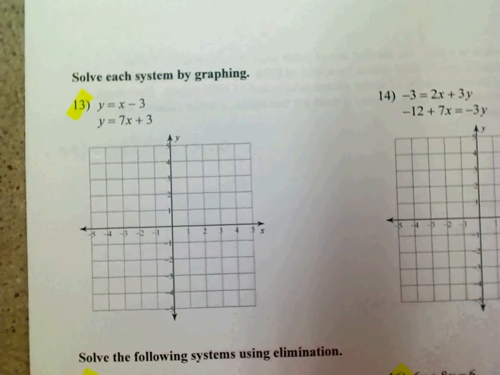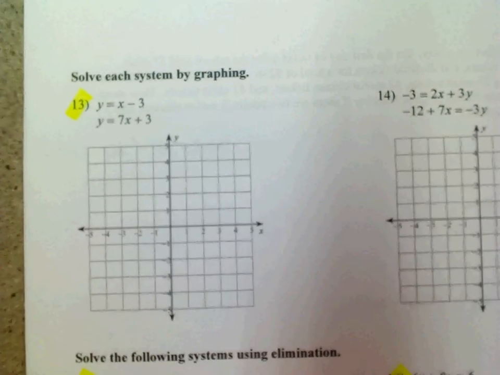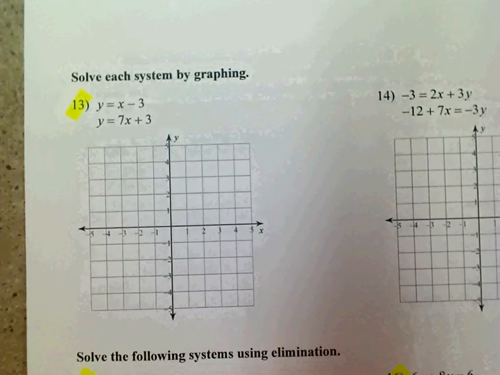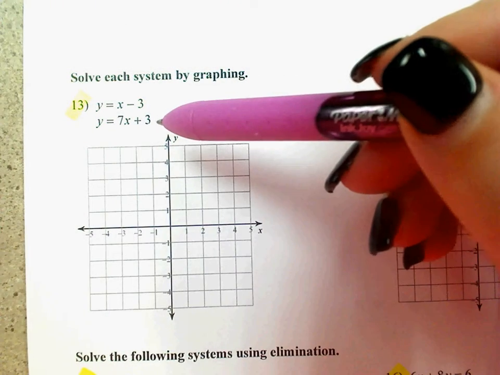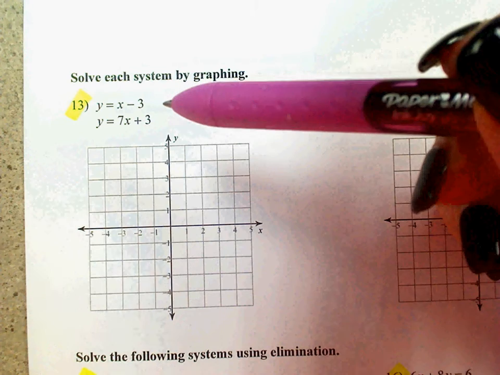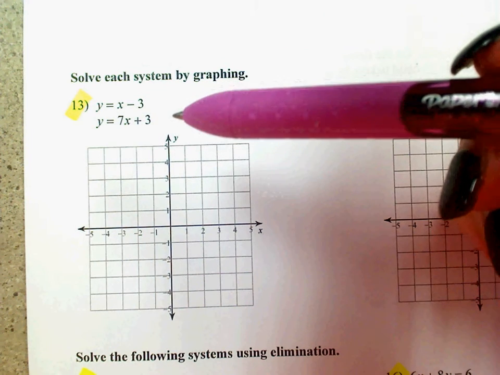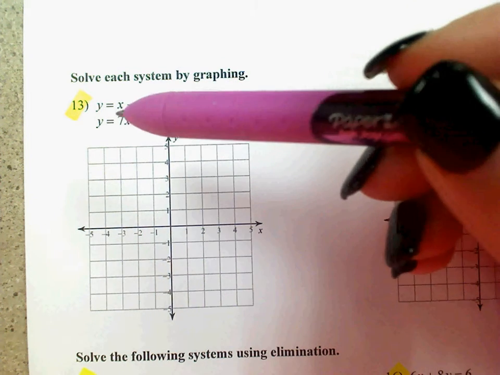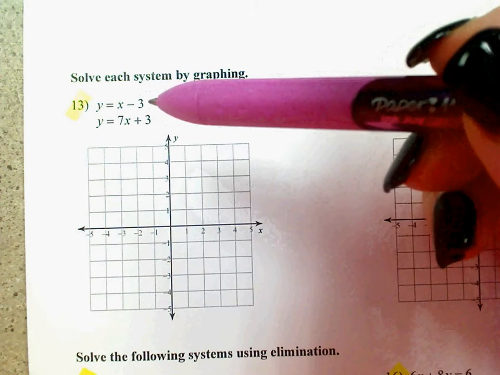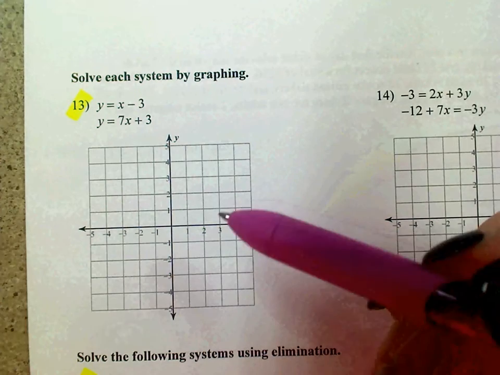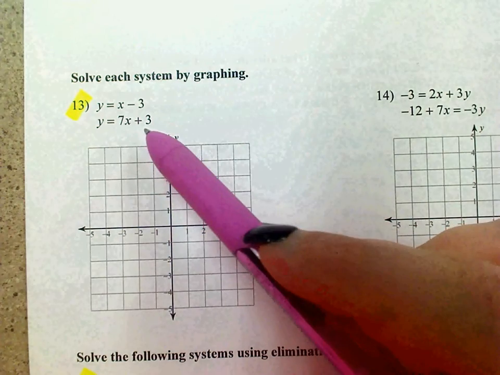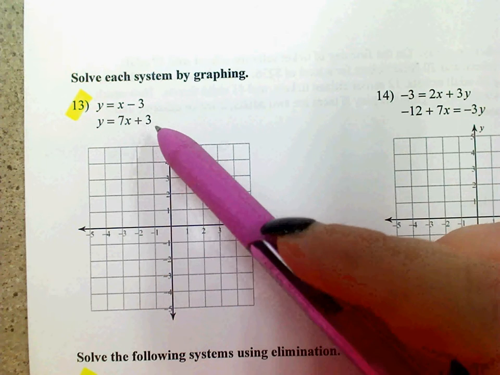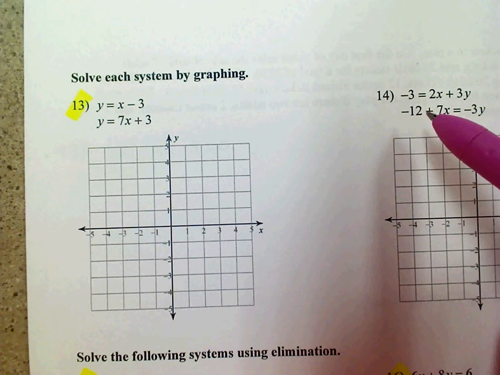Okay, number 13 says solve each system by graphing. So the idea is, these are two linear functions, and the idea is to find the point where the two functions meet, or where they're both satisfied, the coordinate point that, if plugged in, will make both of these equations equal. So the first thing you want to do is, in this case, they're already solved for y equals mx plus b, so that's really nice. In number 14, they're not, so you would want to solve for y first, okay?